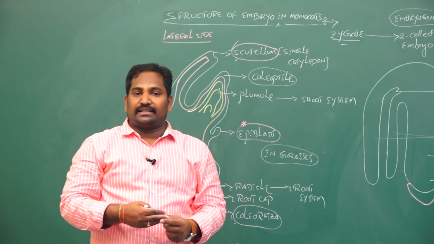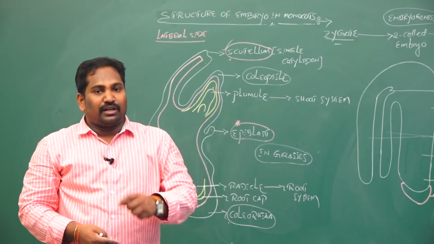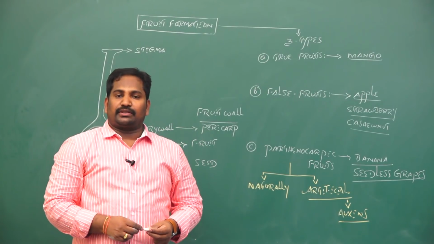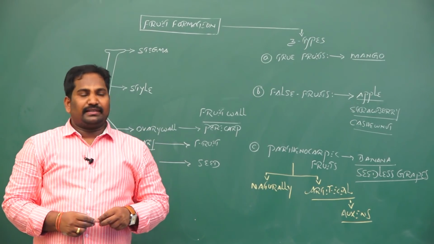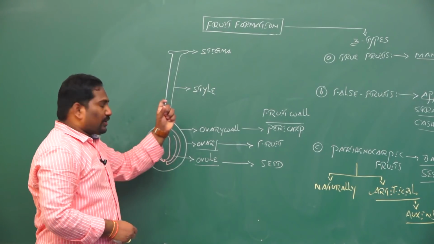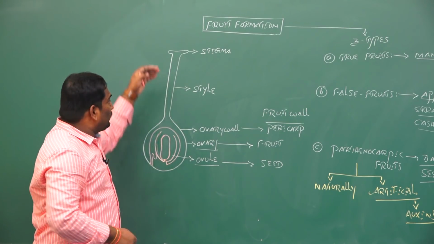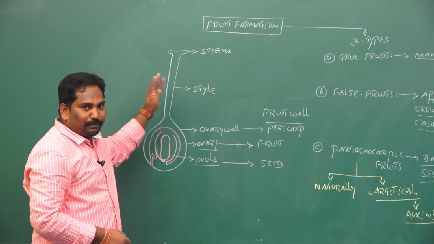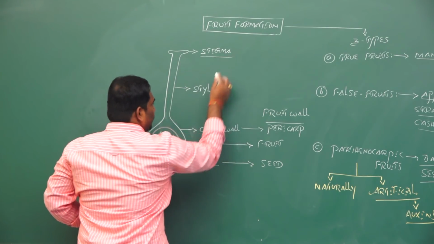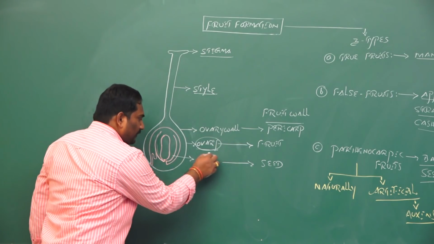The second post-fertilization structure and event is embryo development. Let's discuss the third post-fertilization structure and event. The third post-fertilization structure and event is fruit formation. Generally, in the structure of a bisexual flower, the innermost whorl is called the gynoecium. The units of the gynoecium are called carpels or pistils. Each carpel or pistil has three parts: stigma, style, and ovary. Inside the ovary, ovules are present.